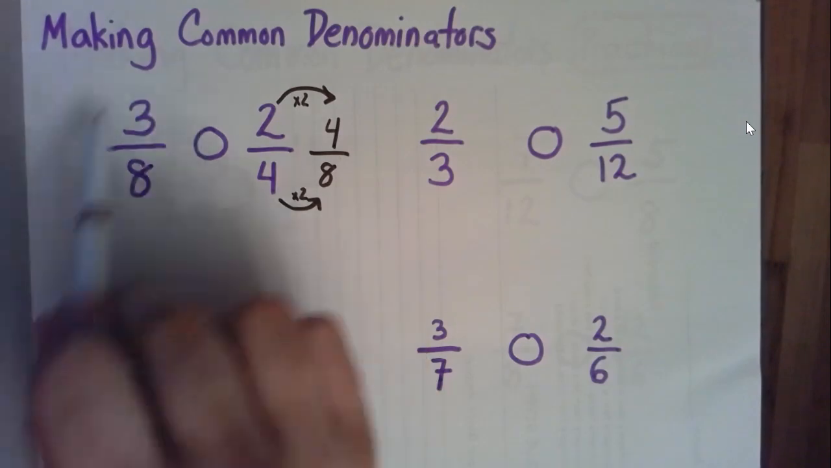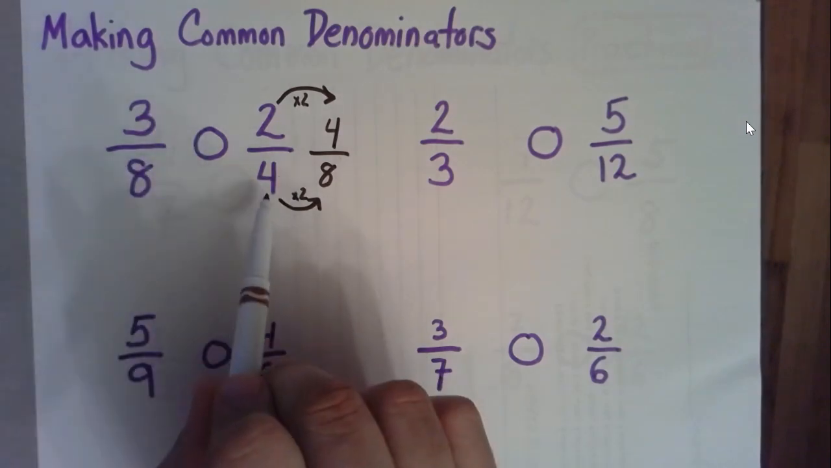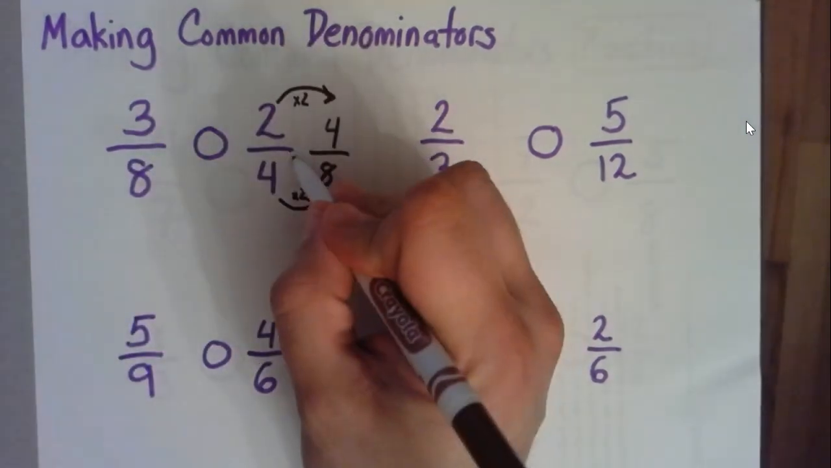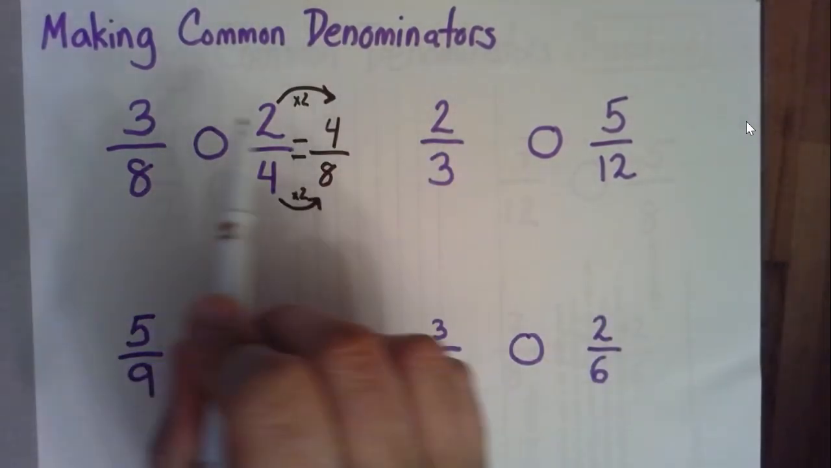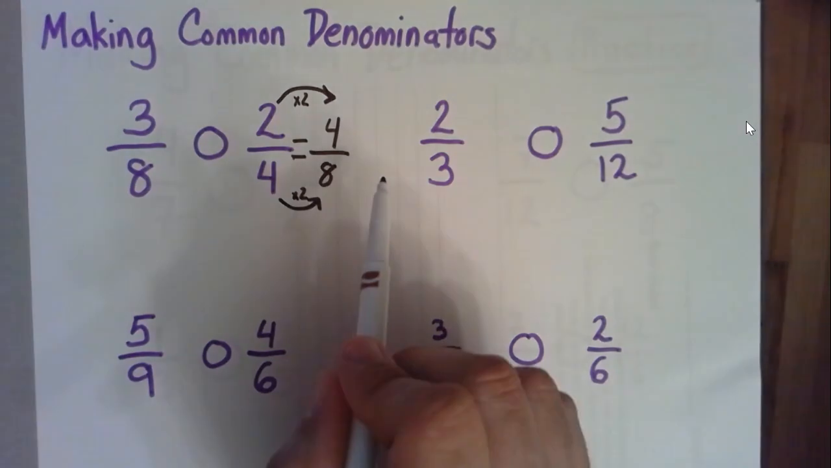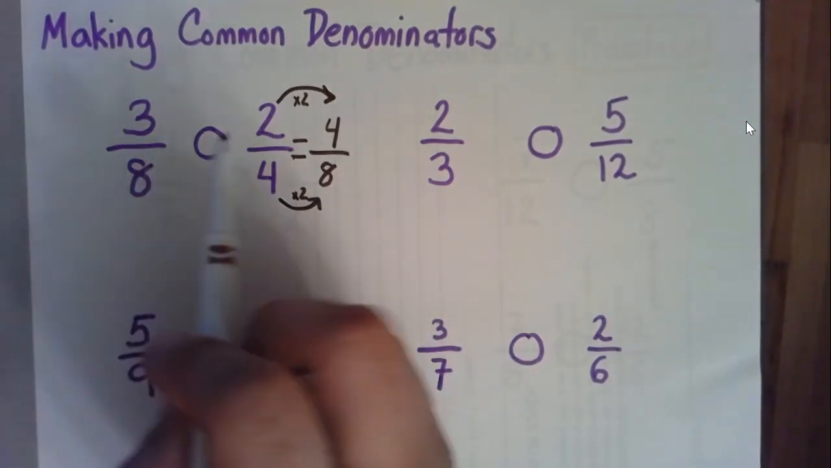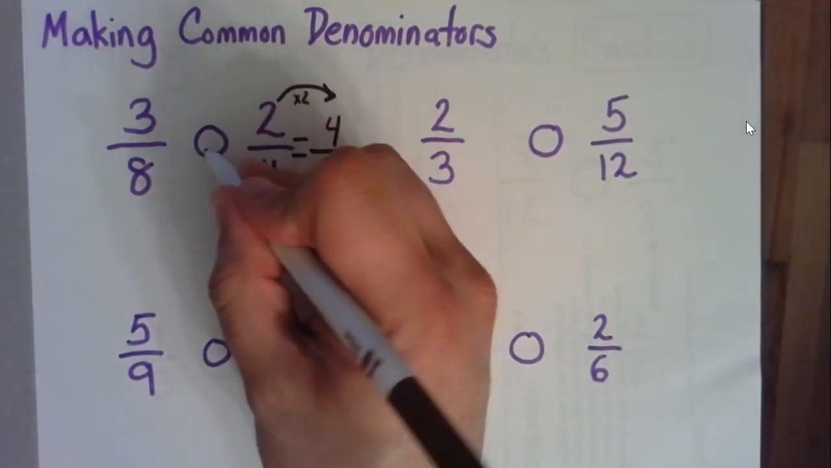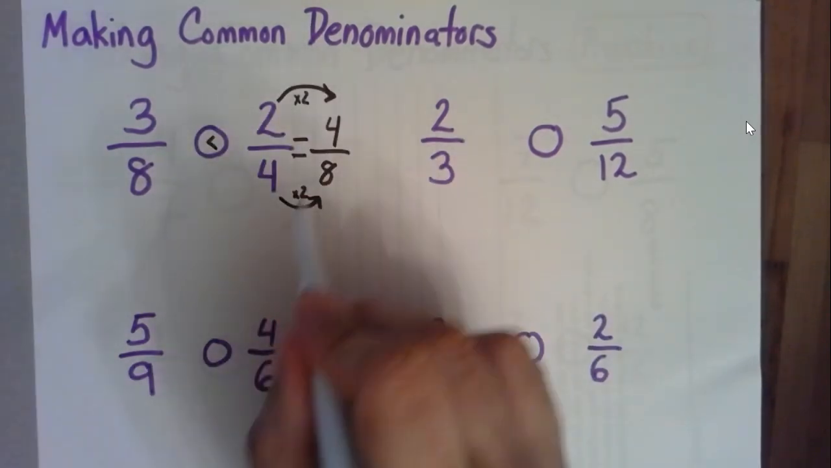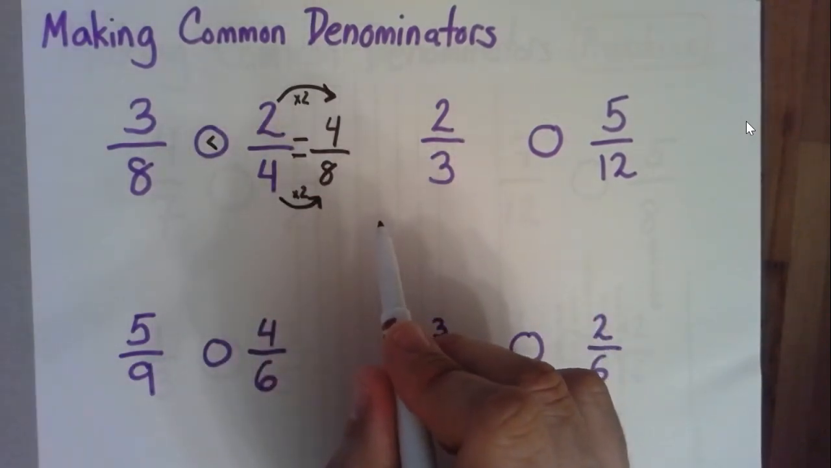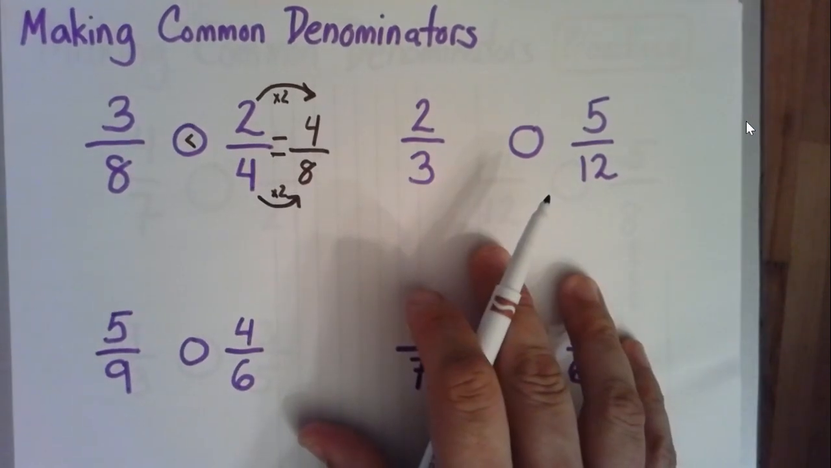So really, comparing 3/8 to 2/4, that might be a little hard. 2/4 is equivalent to 4/8. And so I can say that 4/8 is greater than 3/8, or 3/8 is less than 2/4 or 4/8. Let's take a look at this next example here.